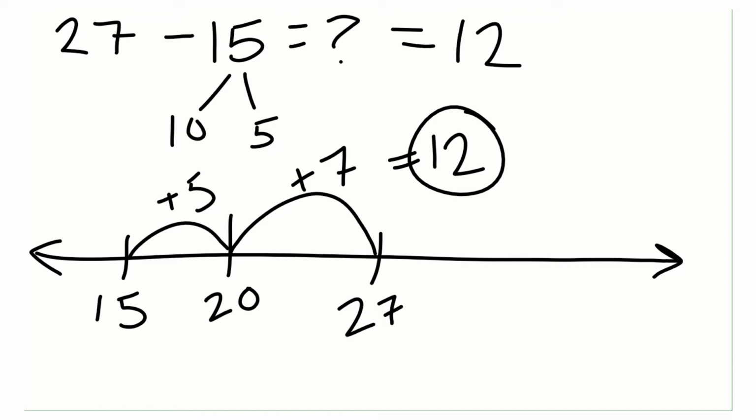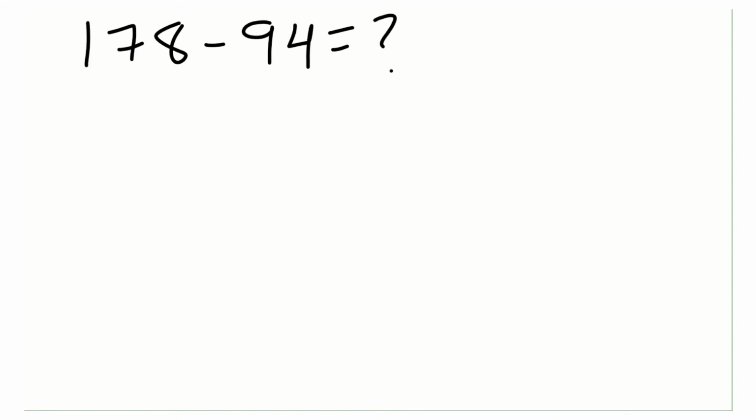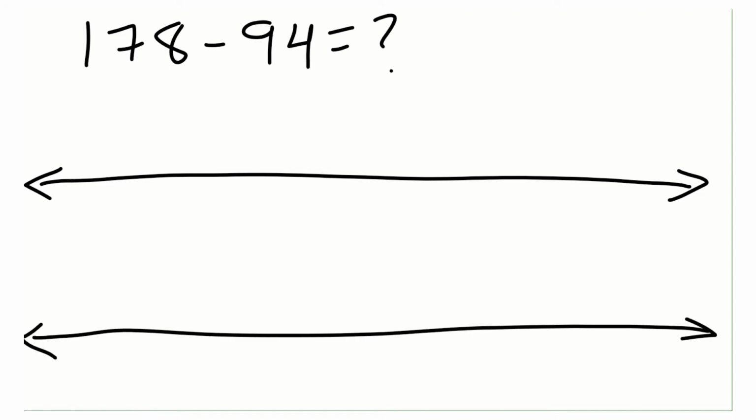Now let's try with some slightly bigger numbers, because I think you guys are ready for the challenge. I'm actually going to clear this whole thing off. Okay, so let's try 178 minus 94 equals question mark. Again, I'm going to draw my number line. I'm actually going to draw both of them right now so that we can see the comparison, what it looks like to count back and count up.